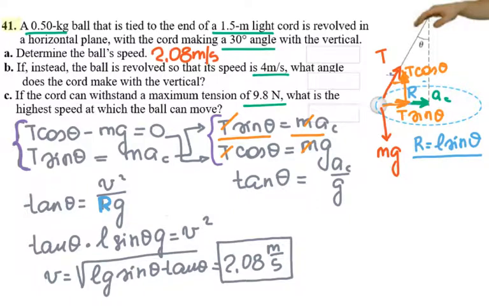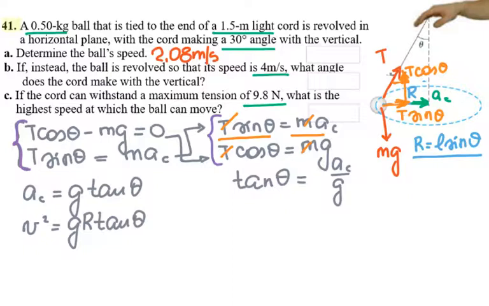For part B, they say if instead the ball is revolved at the speed of 4 meters per second, so it's not 2.08 meters per second as we calculated. Now it is 4 meters per second, so the angle is not going to be 30 degrees anymore, the one that I gave you earlier. It's going to be a different angle. So what angle does it make with the vertical? Now we have to figure out that angle with the vertical. So I'm going to erase this work and rewrite it again.